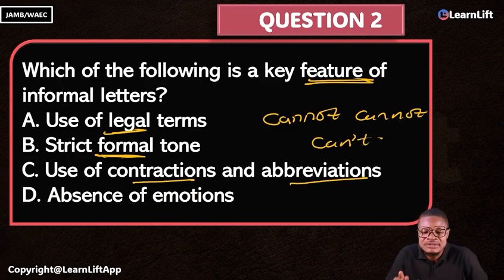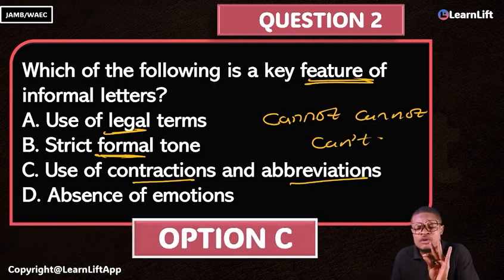Option D says absence of emotion. What is the answer? Option C becomes the answer. The use of contractions and abbreviations. Where do we use them? You can use them also in your informal letters. Does it make sense?